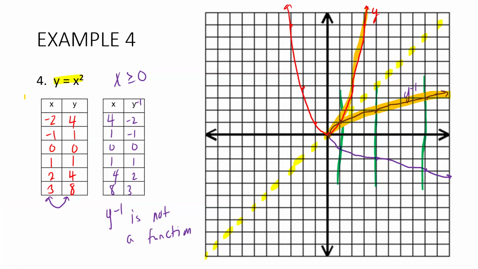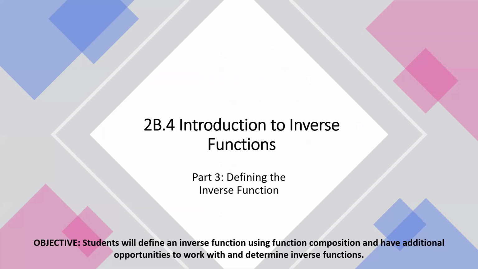Okay. The inverse of a quadratic, which we all know, is the square root. The inverse action to taking the square of something is to take the square root. So the inverse function would be the square root function with a restriction. And that is it for that section.